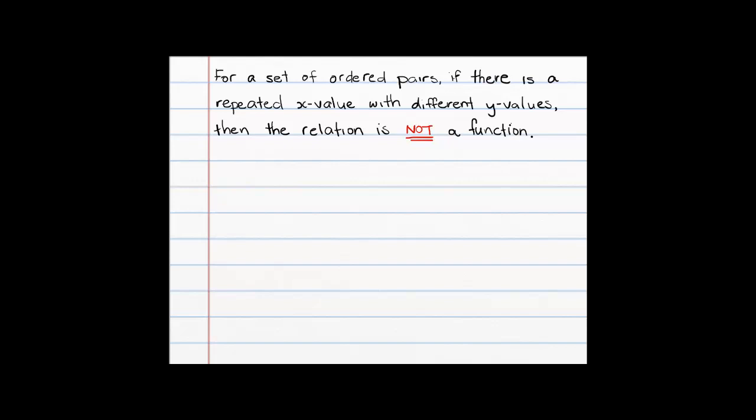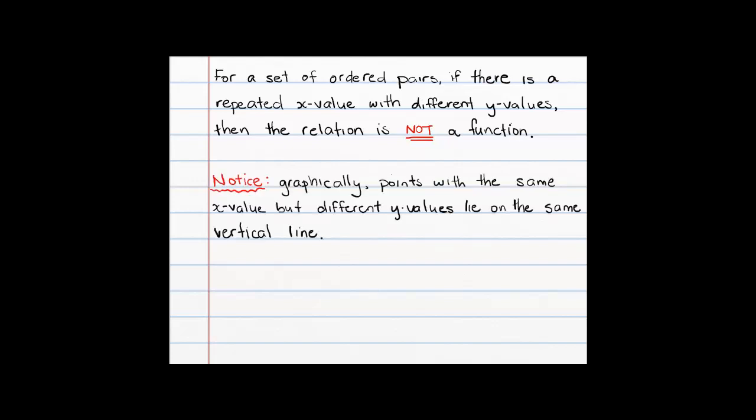So let's summarize what we've looked at. For a set of ordered pairs, if there is a repeated x value with different y values, that means the relation is not a function. What does that mean graphically? Notice that points with the same x value but different y values will lie on the same vertical line. A vertical line, if we remember, is a line that moves straight up and down, and its points have the same x value. So any points that have the same x value but different y values would lie on one vertical line.